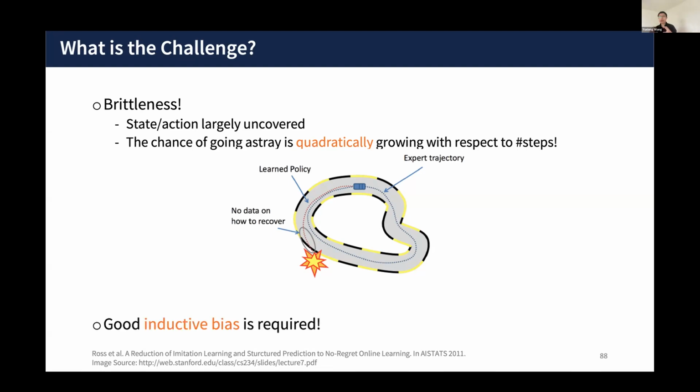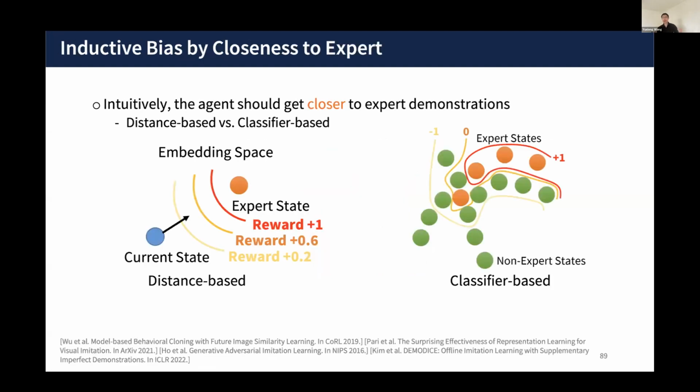Therefore, a good inductive bias is required, which essentially tells the agent what to do when they are not on the expert trajectory. Such inductive biases can be roughly grouped into three categories. The first inductive bias is closeness to the expert, with the idea that if the agent is now away from the expert trajectory, it should get back to the states where the expert trajectory is close. We can roughly further divide this idea into two types: distance-based and divergence-based.